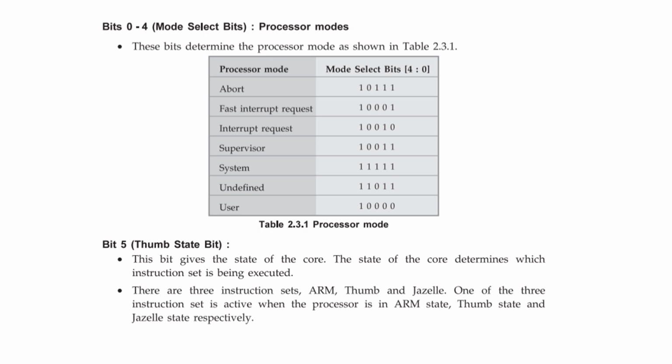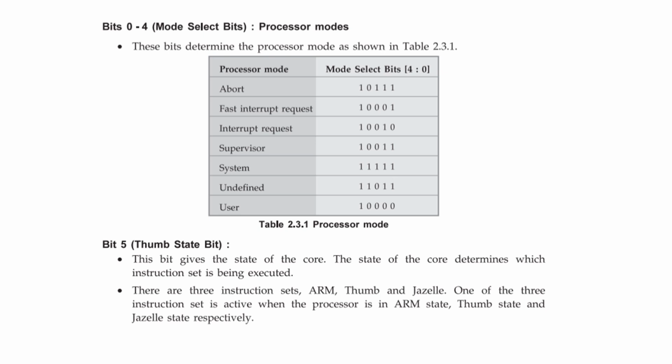There are 7, or user and system are sometimes, or most of the time, combined together. Either way it's correct. All these codes you don't have to specifically remember, but it's better to know them. Abort is 10111, fast interrupt request is 10001, interrupt request is 10010, and so on. I hope you can remember them, but if not, there's no problem.